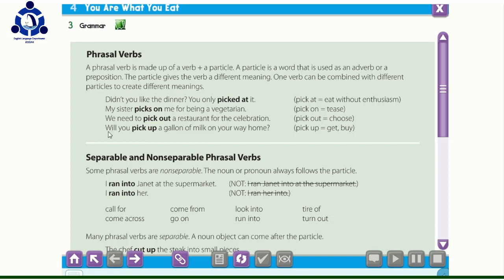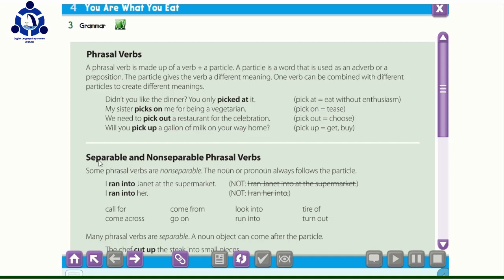Look at the last example. Will you pick up a gallon of milk on your way home? Pick up here means get or buy. Like in the example, they ran out of milk. So, will you pick up a gallon of milk? Get or buy. As shown in the examples, the same verb with different particles had different meanings.